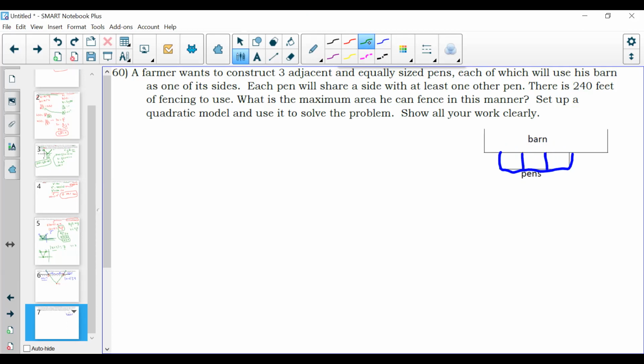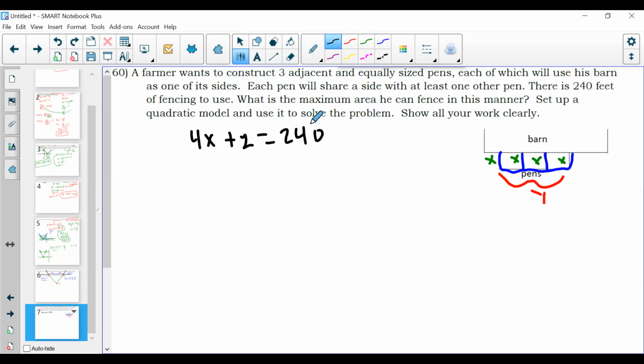So I need to label all those lines, because all those things added together give me my 240 feet of fencing. I can label each little line as X, and I can label this big one as Y. So 4X plus Y has to equal 240, because that's all the fencing that's being used.